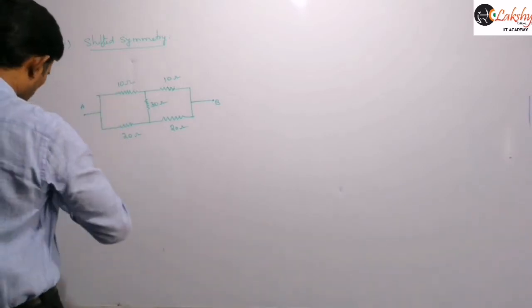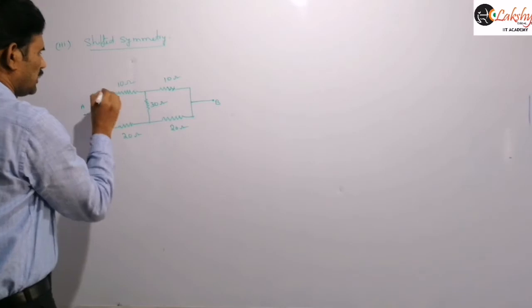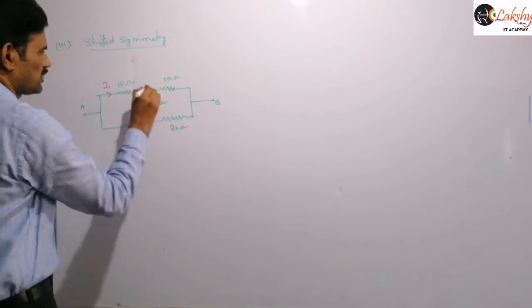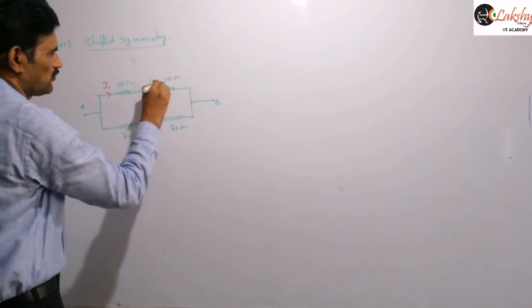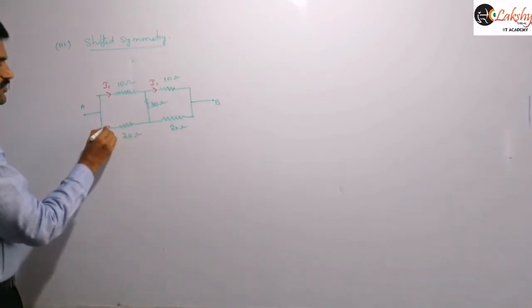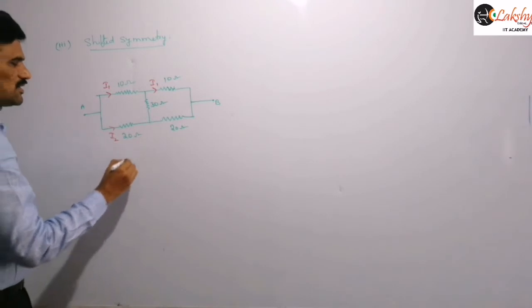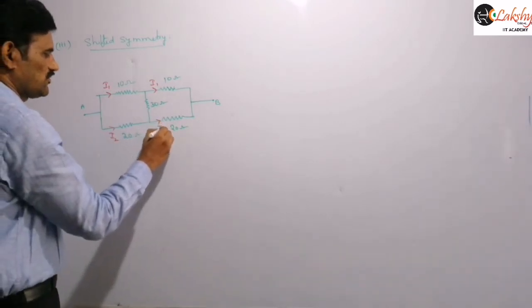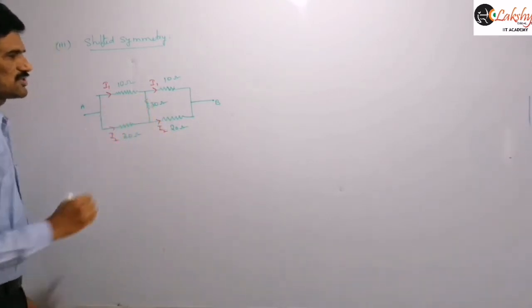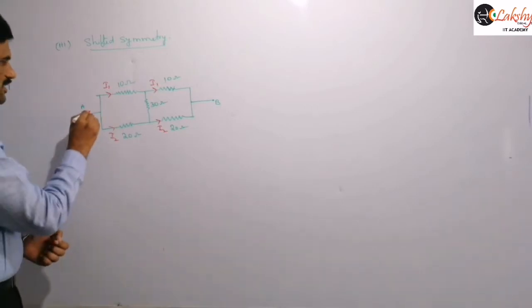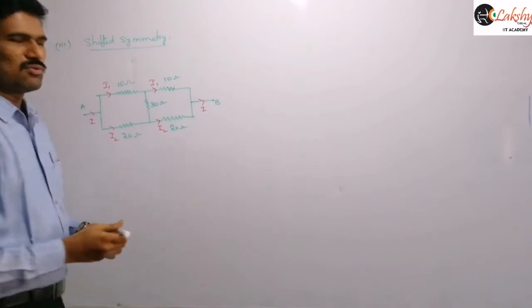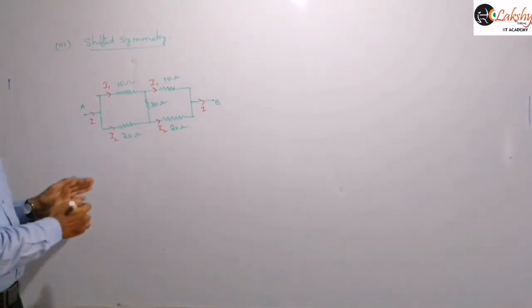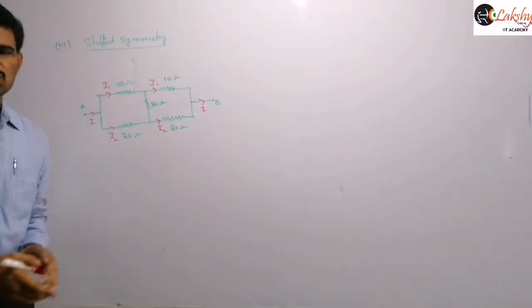Here I take this current as I1, and as there is no flow of current here, the same current I1 will flow here. Suppose this current is I2, then again the same I2 will flow here. The current I enters the circuit, and the same current I, which is I1 plus I2, comes out of the circuit. That is the case when the circuit is a balanced Wheatstone bridge.